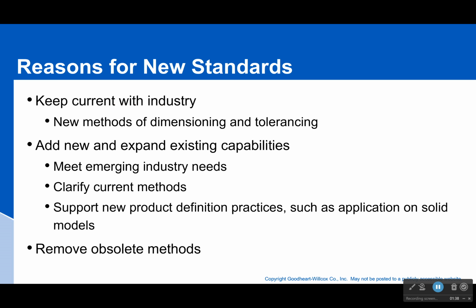We built a more accurate measurement tool. We built a new machine that can build things more accurately. We can cut through metal now. We couldn't do that before. We learned how to make fire. Whatever it is, as industry develops, we have new methods of dimensioning and tolerancing, and we have to update our standards. So we're going to add new and expand existing capabilities.